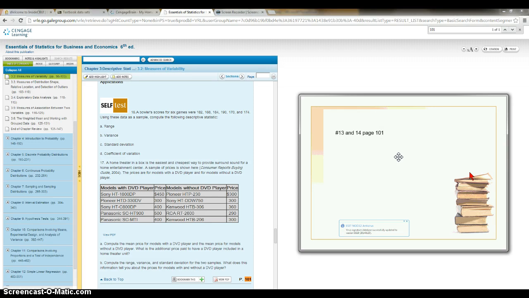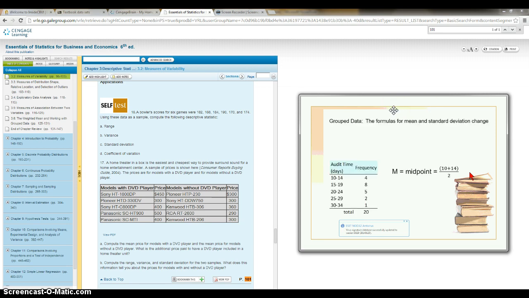Okay, I have 1, 2, 3 more formulas to give you today for your homework. The first one has to do with grouped data. So we're going to calculate the mean and the standard deviation. Right now you have 2 formulas for the mean and 2 formulas for the standard deviation. At the end of class, you're going to have 4 formulas for the mean and 3 formulas for the standard deviation. Okay? So you're going to need to keep them straight.